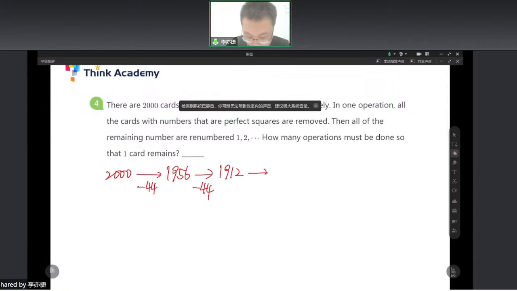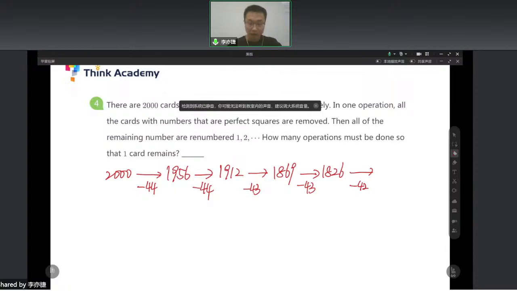And then we should minus 43, right? So minus 43 becoming 1869. And then minus another 43 to make it 1826. So did you see the pattern here? Right? The pattern is minus 44, minus 44, minus 43, minus 43. Then it's minus 42, minus 42. So the pattern always goes this way.